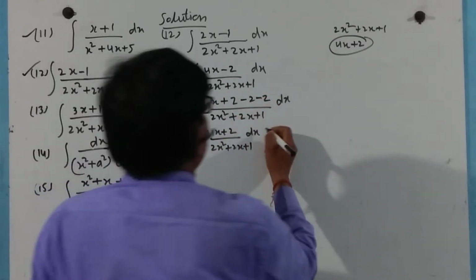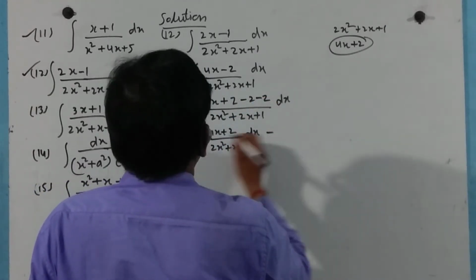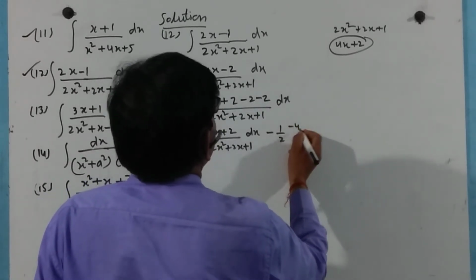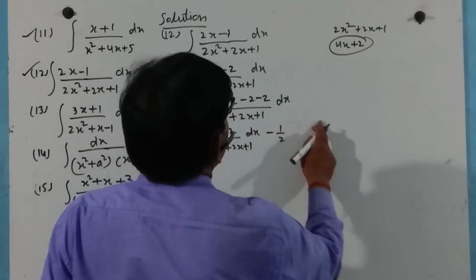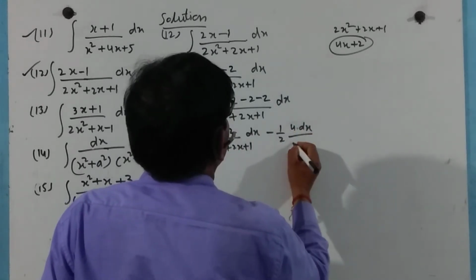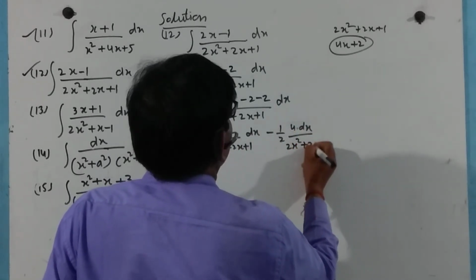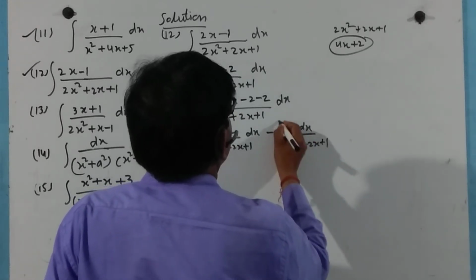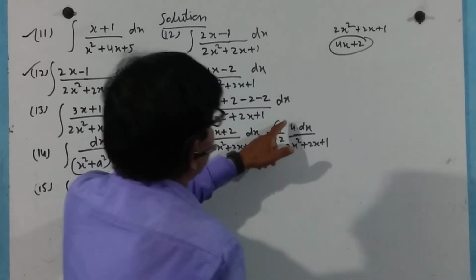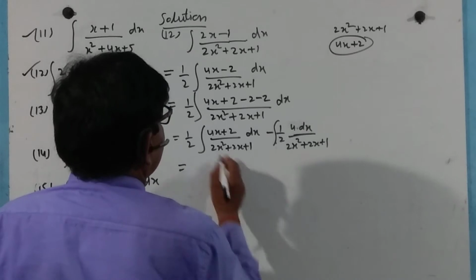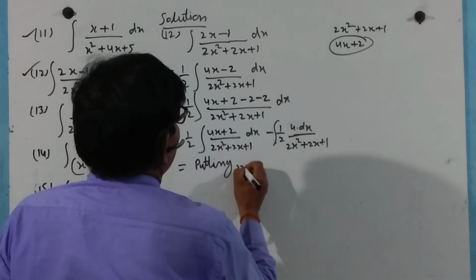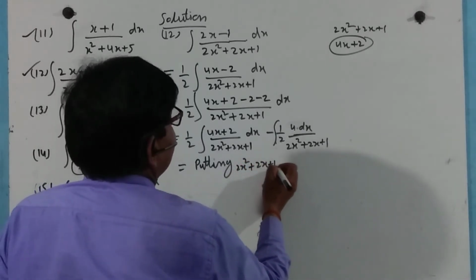This is minus 4, and minus 4 times a half here, so minus 4 minus integral of dx divided by these terms, 2x² + 2x + 1, integration of this. Now 2 cancels here, so in this case putting 2x² + 2x + 1 equal to t.